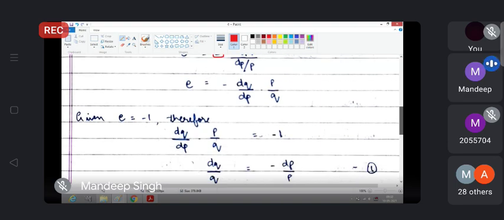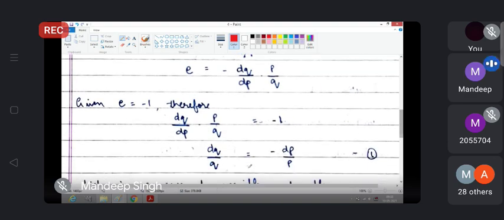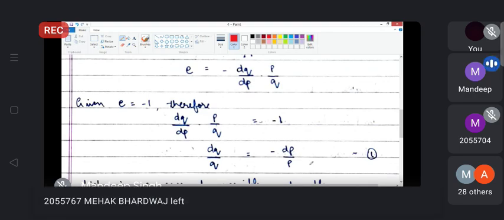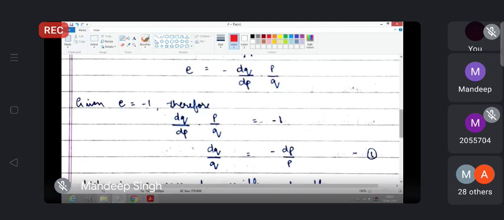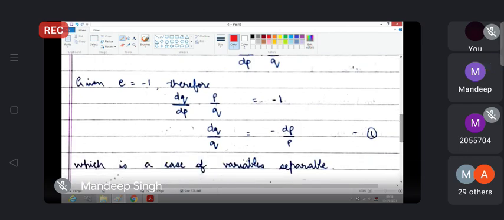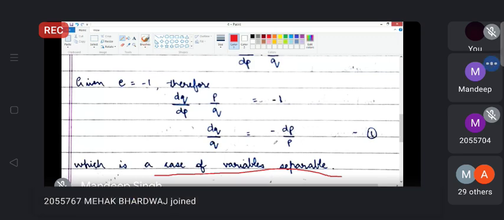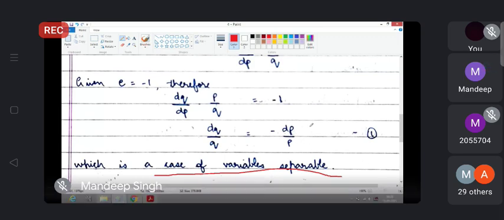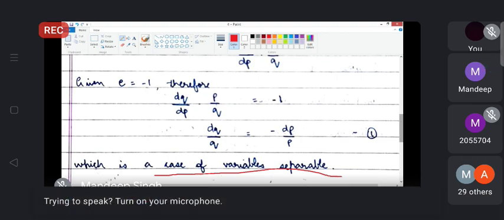Cross multiplying, we have dq over q is equal to minus dp over p, which is a case of variable separable. Single terms, q and p. dq is given, dp is given. We take q on the left hand side, p on the right hand side. The variables can be separated, and integration can be done.